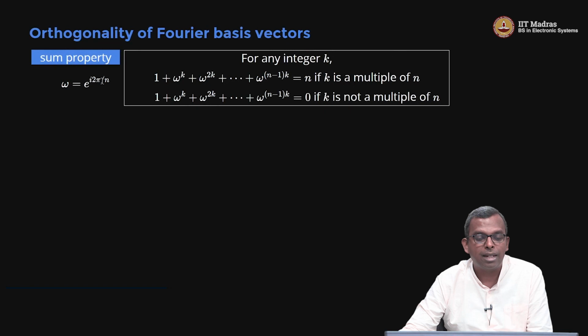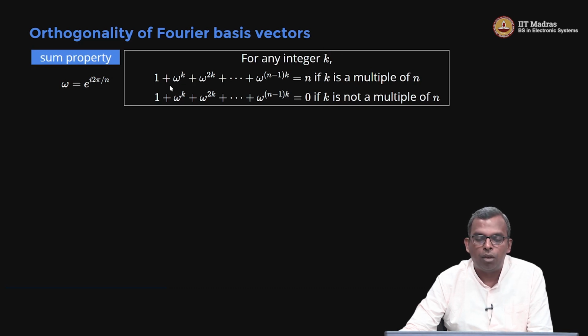Okay. So, here is a very interesting sum property. It is a very non-trivial property. We will prove it a little bit later. But here is a property. You might want to remember this very cleanly. So, supposing you start with the nth root of unity and k is any integer.